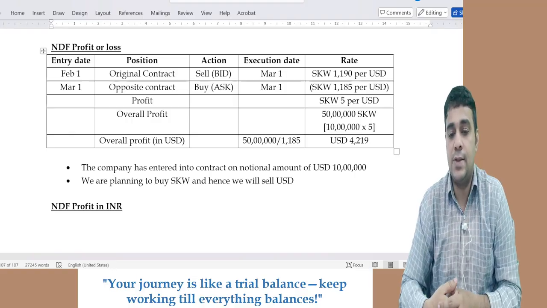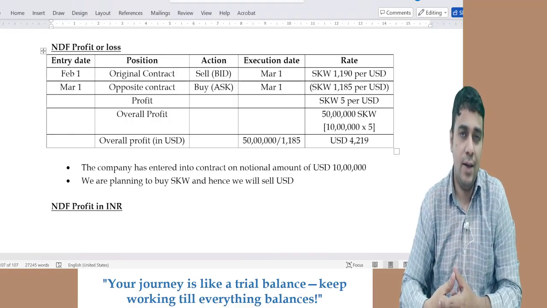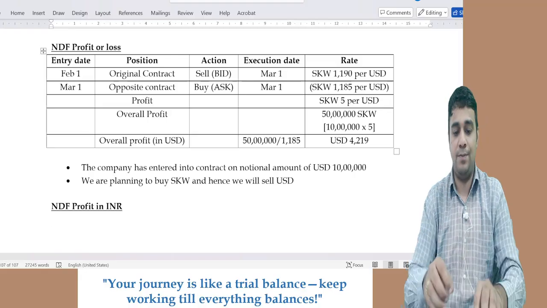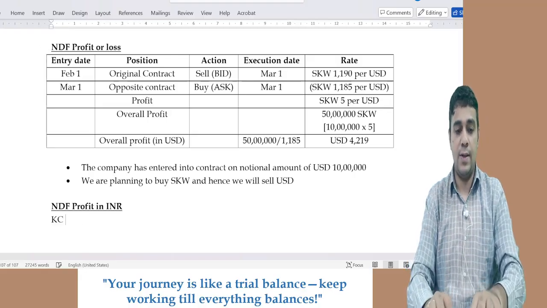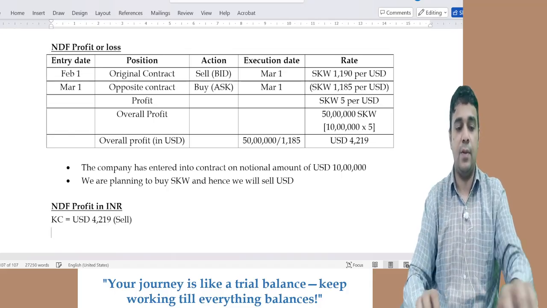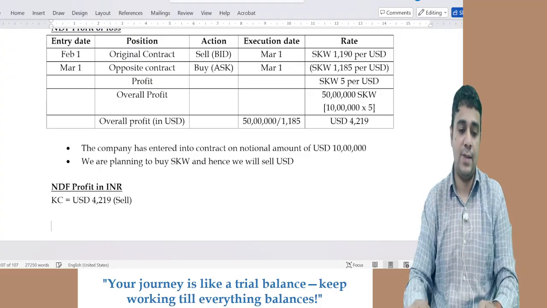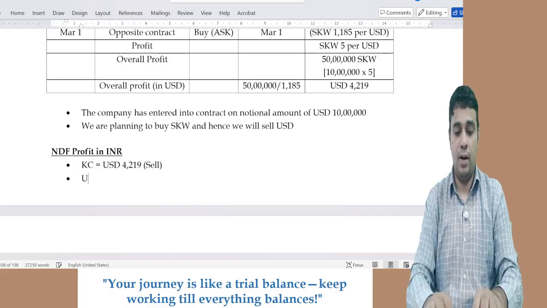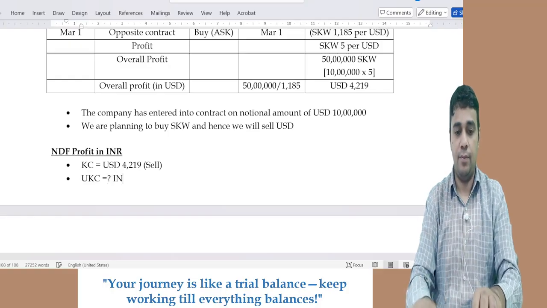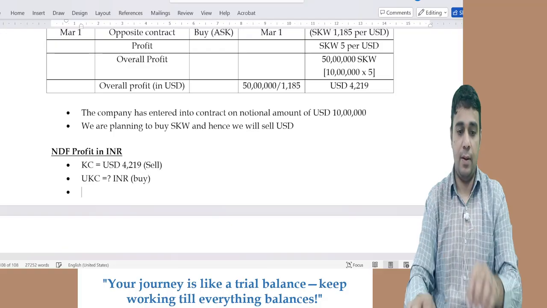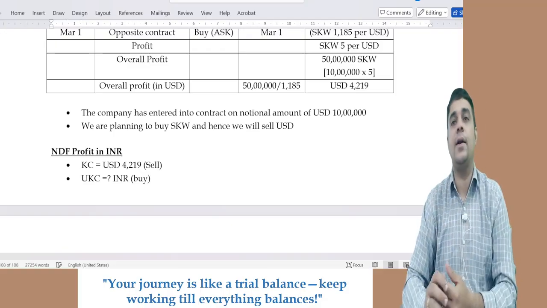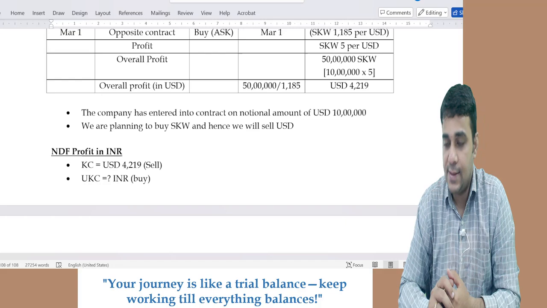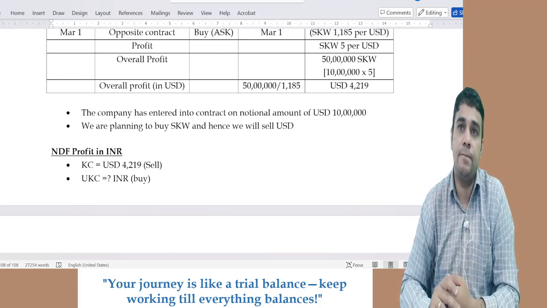Technically it is 0.04219 lakh. Below this, known currency USD 4219. I will sell this. Unknown currency: question mark, INR. I have a profit; I'll sell the profit and convert into INR.